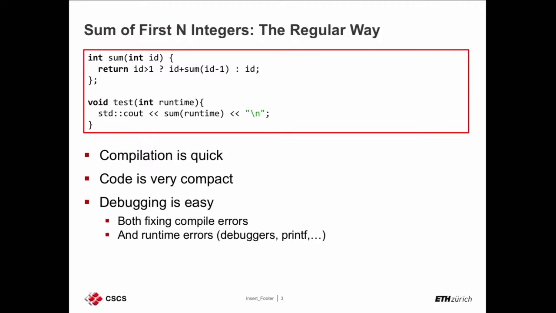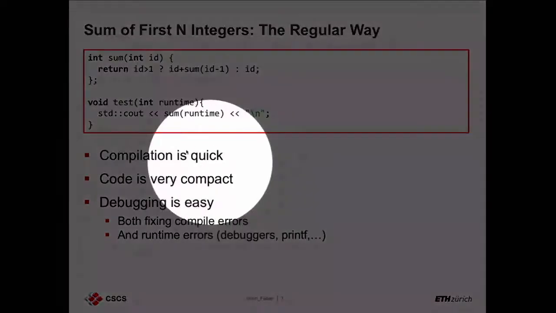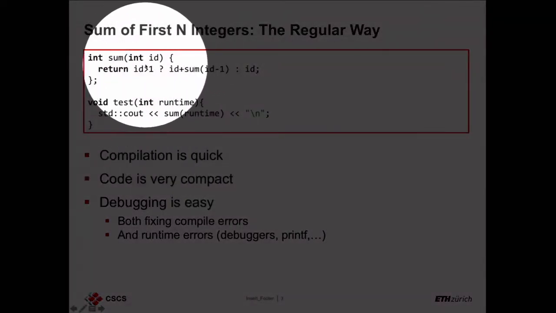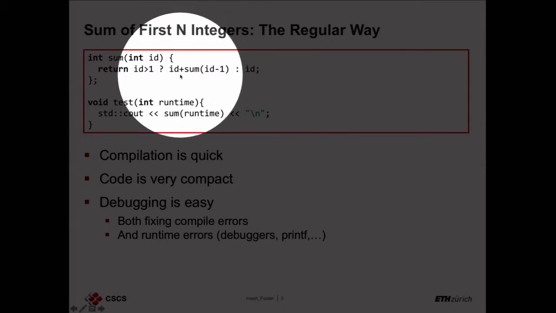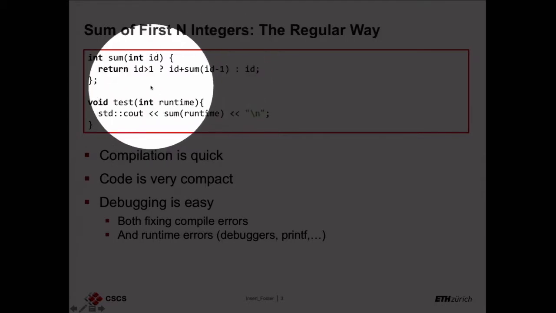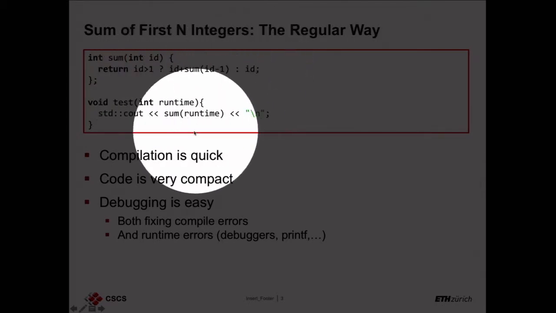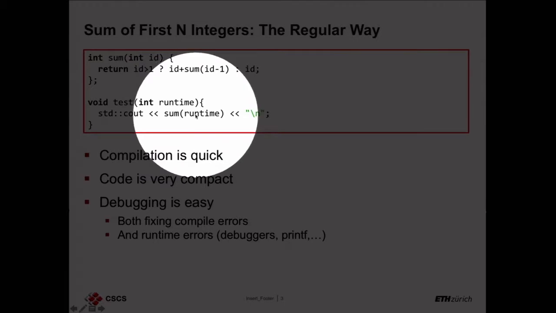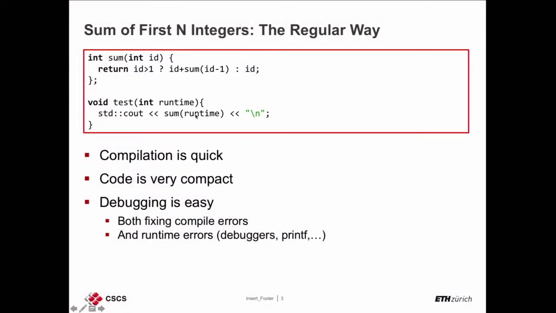So in the regular way, you will write something like this at runtime. You write a recursive function. So if the ID is greater than 1, then it is ID plus sum of ID minus 1. If it is equal to 1, it is just ID. You sum the value at runtime, you get your recursive function going. This is compiled very quickly, and the code is compact. You can debug it, etc.